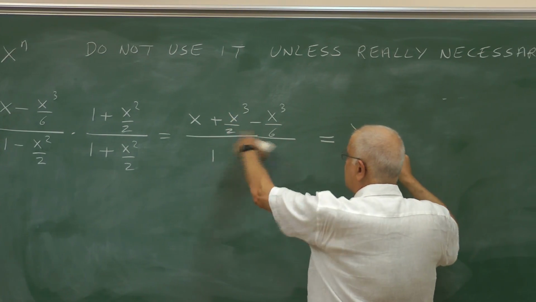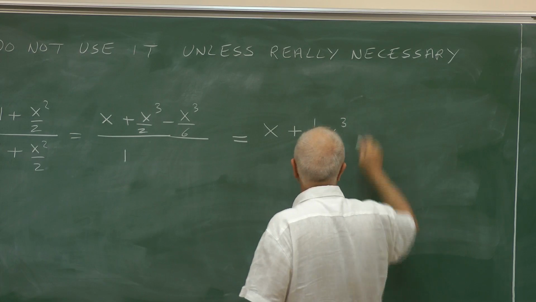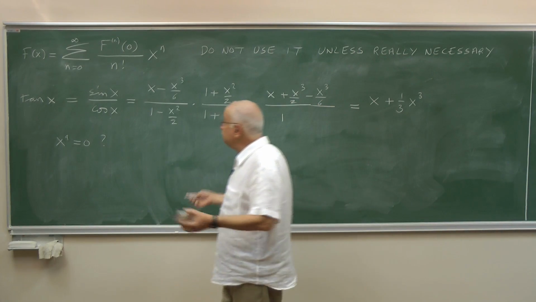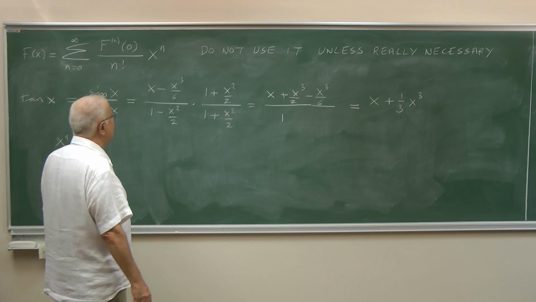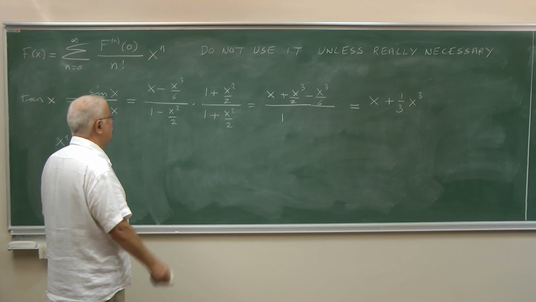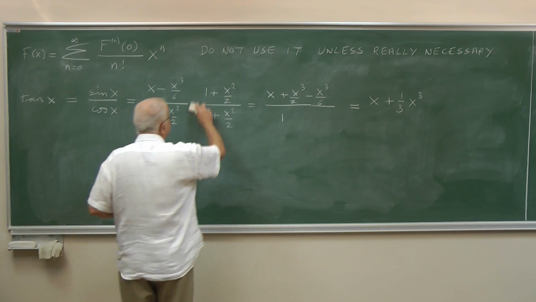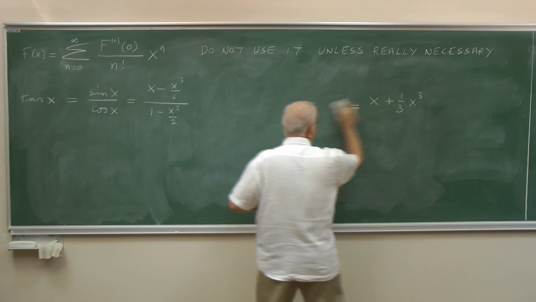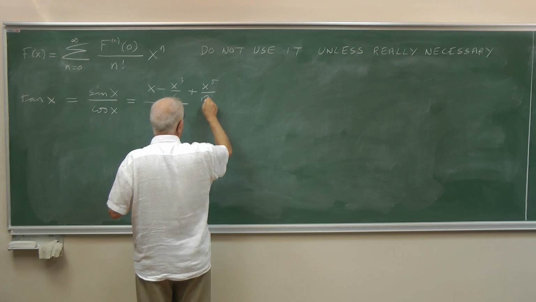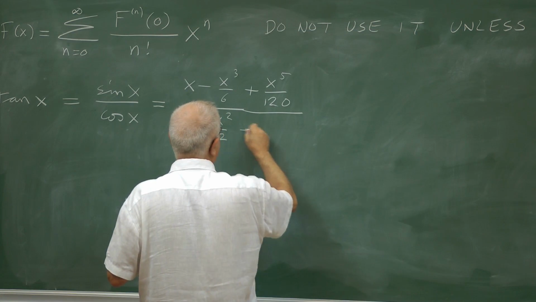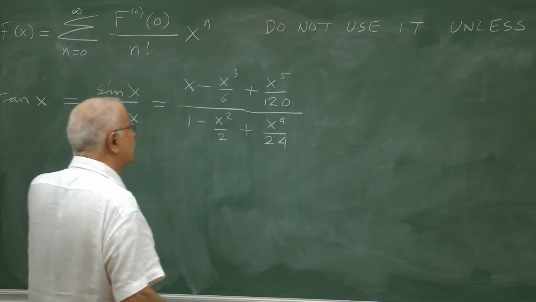then plus 1/2 is larger than 1/6, 1/3 x cube. Well, this is a good start, but is this accurate enough? Perhaps not. Perhaps we should be more accurate. So let us say we should add here x to the 5 over 120, and here we should add plus x to the 4th over 24 for factorial.